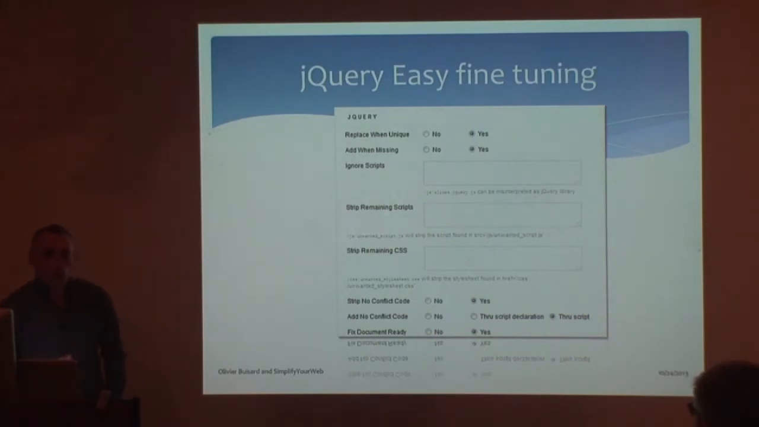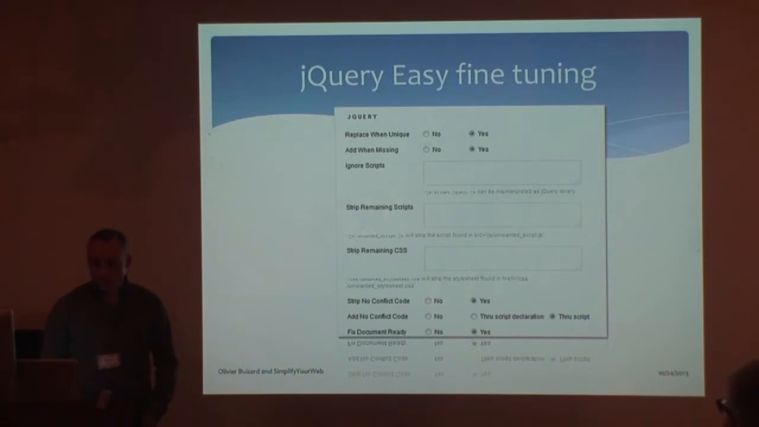Well, when not all goes well, you have the possibility to go in fine-tuning and try different things. You have one first option. It's replace jQuery when it's unique. What I mean by that is that sometimes you have a page that just loads one version of jQuery. So you don't want to mess with that page. So you tell the plugin, just don't replace that only version of jQuery with mine. You can also tell the plugin not to add jQuery to pages that don't have it in the first place. You may not want to have the library loaded when you don't need it.